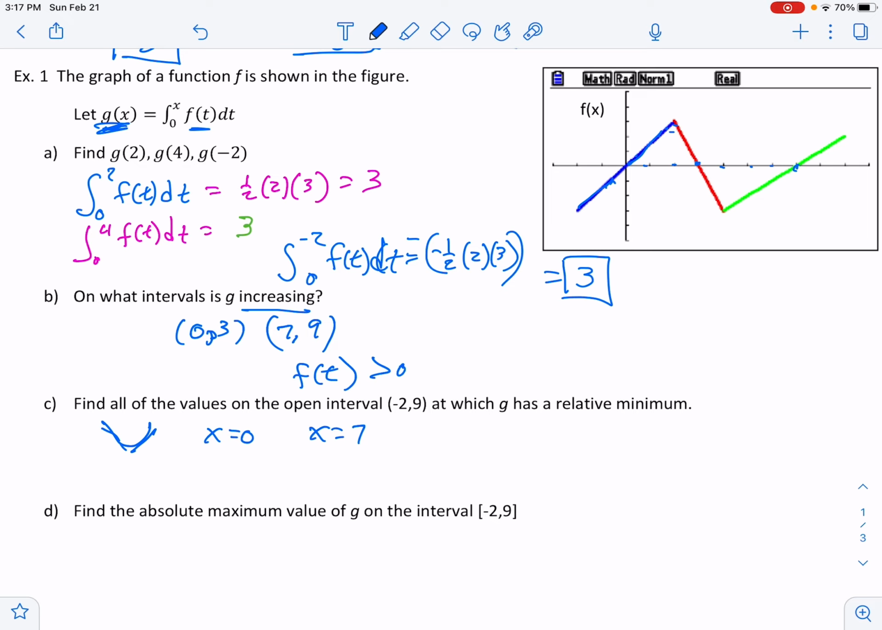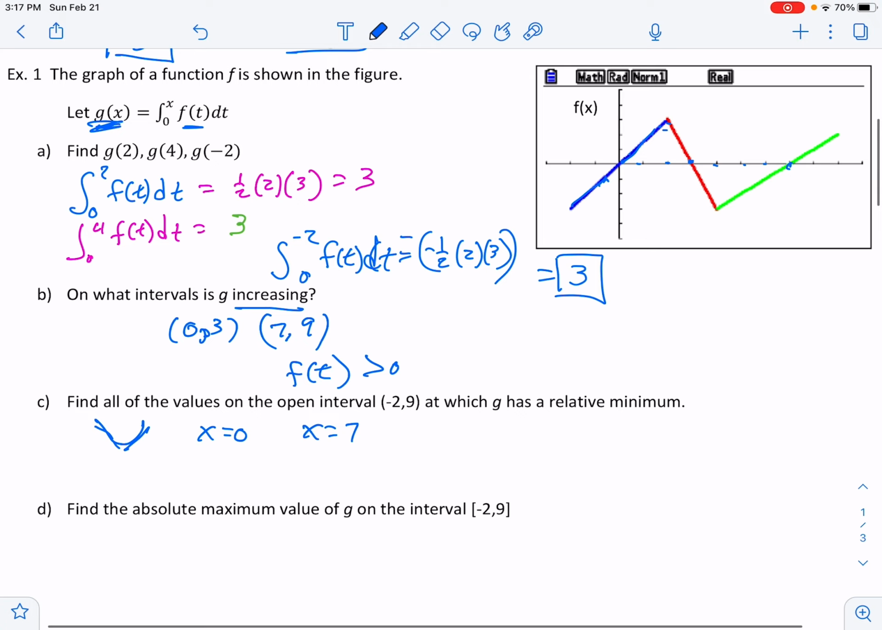What's the absolute maximum value on the interval from 2 to 9? Well, if you start here, this is 3, and this is 3. Oh, that gives you 6.